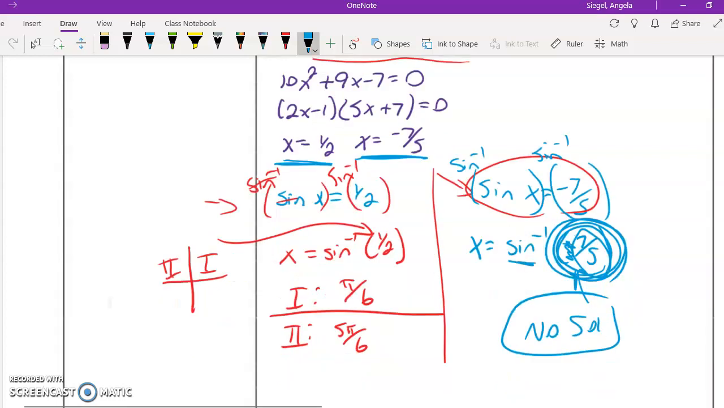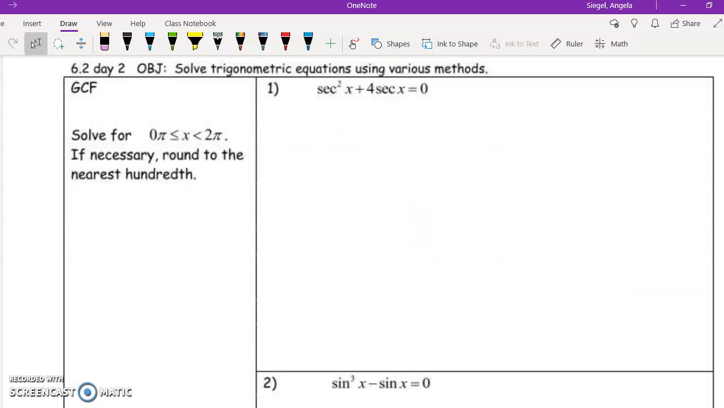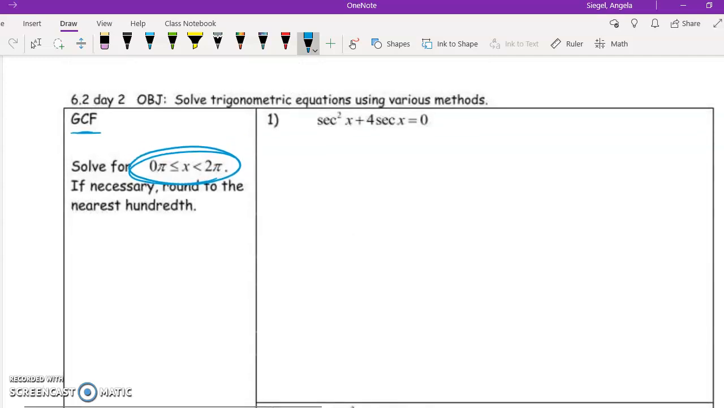Okay, let's go to our second method, which is GCF. So if you can factor out a greatest common factor, do it. And this is going to be our domain, so that is going to be in radians again. So this one, you can or cannot substitute it. I'm going to go ahead and just leave it as is to show you a different method. Sometimes I like to substitute it, sometimes I don't.